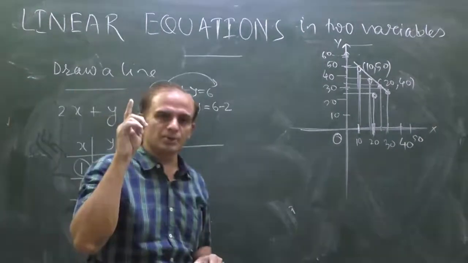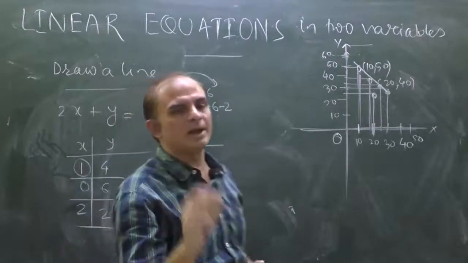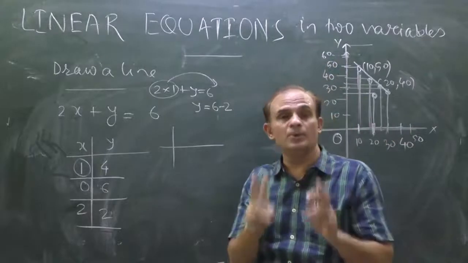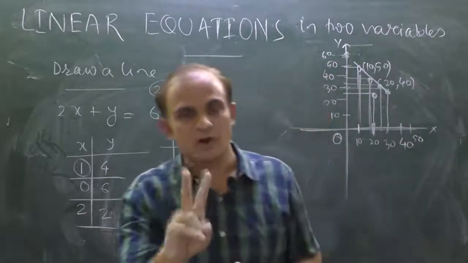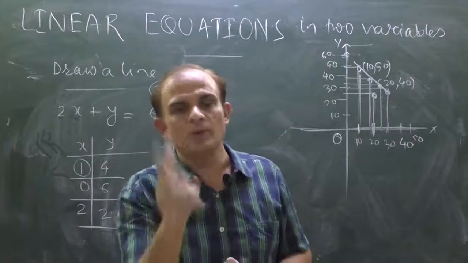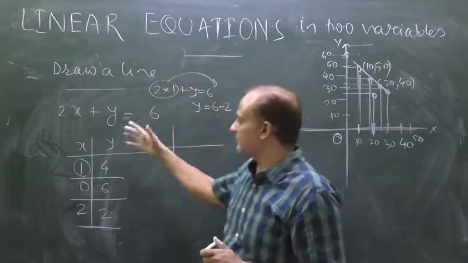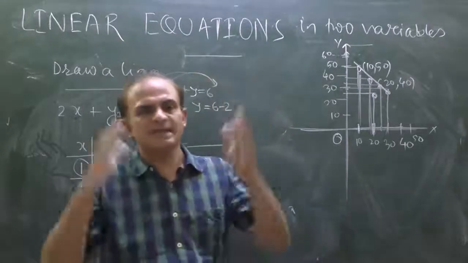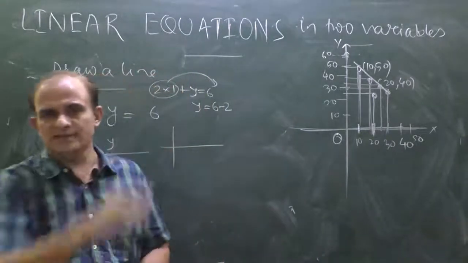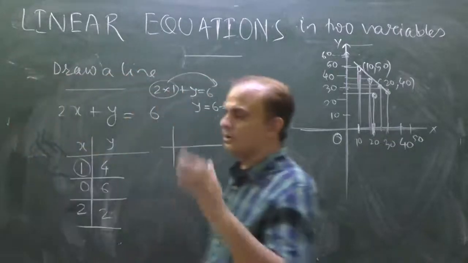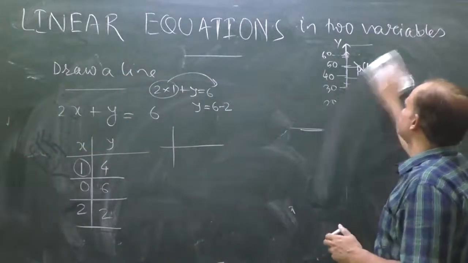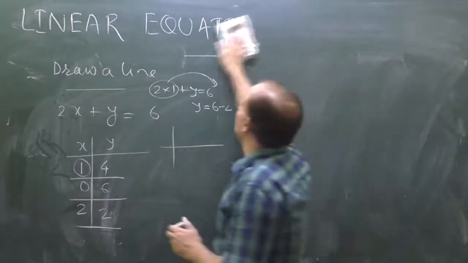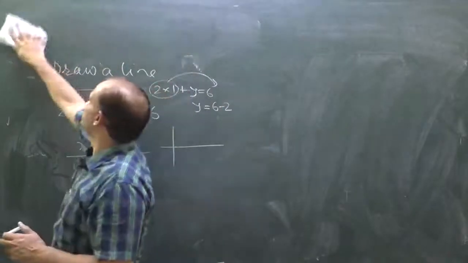So how many values should I consider? It is known to you that to draw a line, how many points do you need, my dear students? You need only two distinct points, and we have considered 3. So are these 3 points enough? Yes, they are enough. Even 2 points are enough. So I will let you know how to draw with the help of 2 points, and I'll make you a master of this chapter. You remain with me.